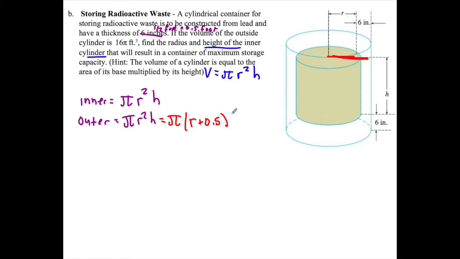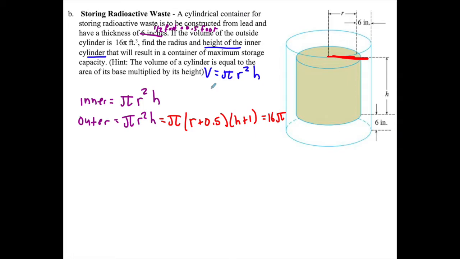And then the height, well, we start with the original height. We add 1/2 foot on either end, so we're really adding a total of 1 foot. In other words, h plus 1. And then we know that this in itself is equal to 16 pi. That's what we are given. And because we've converted to feet, everything unit-wise is going to match up.